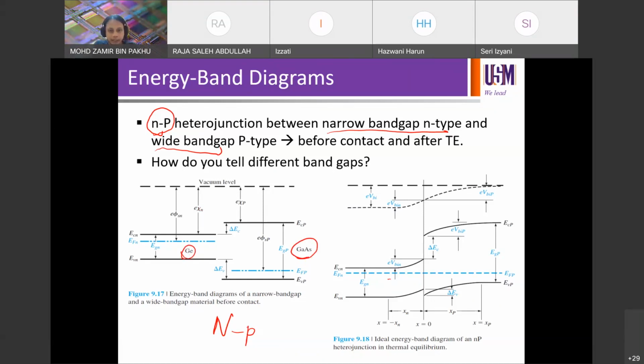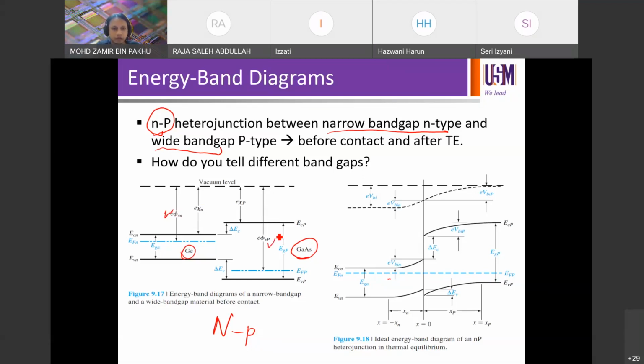Right? So straddling case, so both are within. Draw the vacuum level, label the electron affinity for both cases, left and right. Draw the work function as well. Work function is given by the distance between vacuum level to Fermi level. Okay, Fermi level to vacuum level.